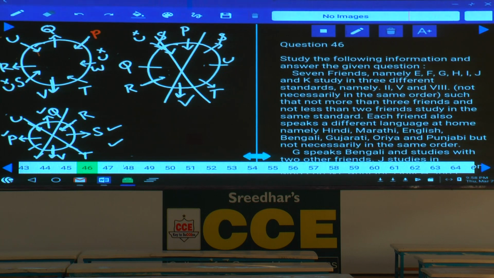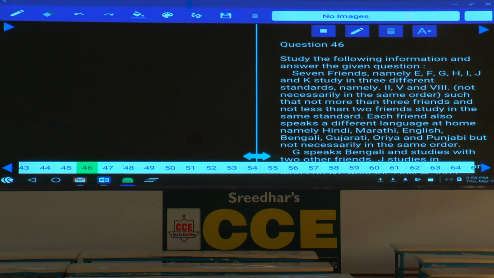Now in this, 7 friends, E, F, G, H, I, J and K, study in 3 different standards, namely 2nd, 5th and 8th. Now how many persons are there? 7. How many classes are there? Only 3 classes. That means more than one person is studying in each of the classes, or not.